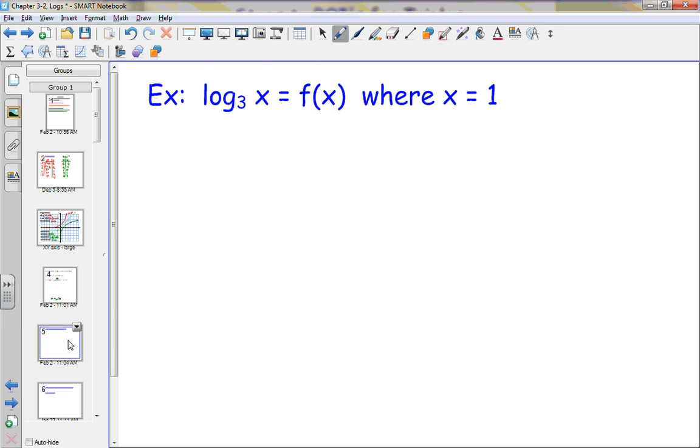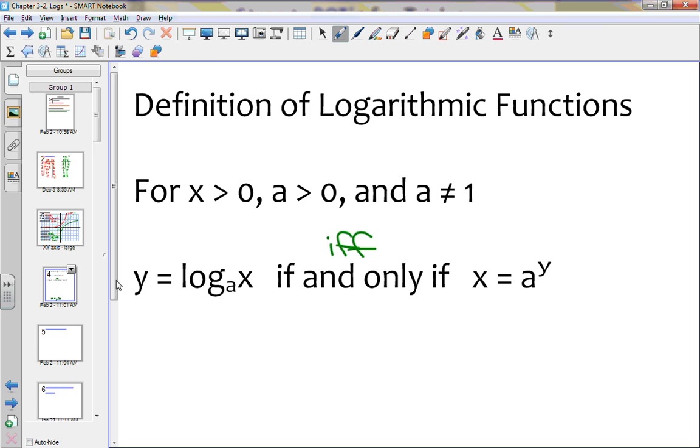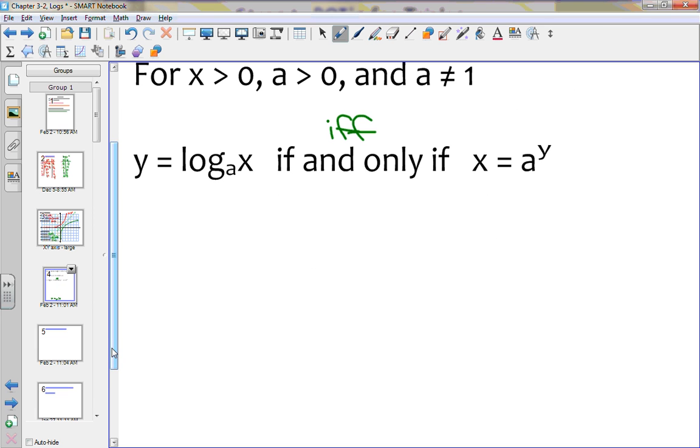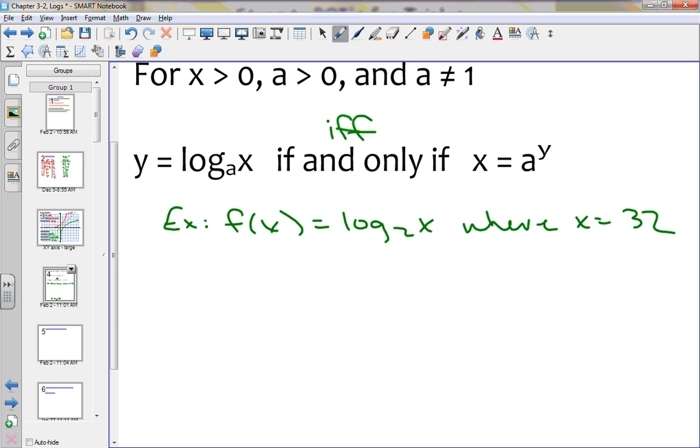Is there an example on the bottom of that page? Yeah. Huh. I must have deleted it. What is it? F of x is equal to log base 2 of x where x is equal to 32.